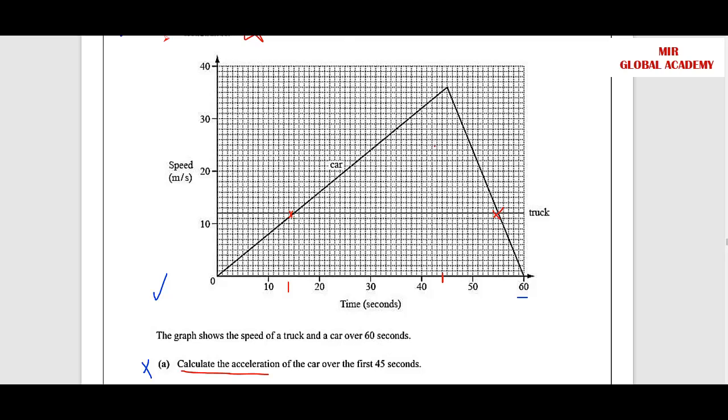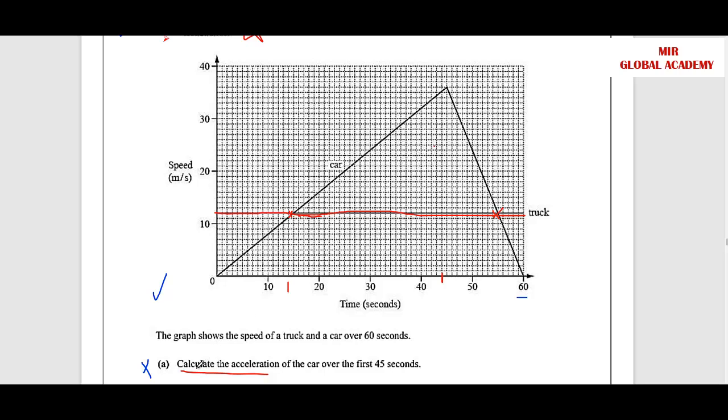The next question: the graph shows the speed of a truck and a car over 60 seconds. This triangle is the graph of the car, and you can observe here there is a horizontal line. Let me color this. This red line is the travel graph of a truck. Here the speed remains constant everywhere.